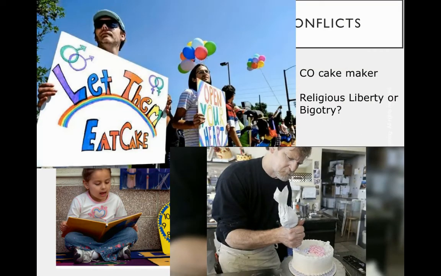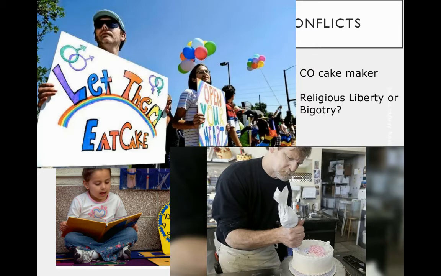This was the Masterpiece Bake Shop in Colorado, where the man at the bottom refused to bake a cake for a homosexual couple because he said it was against his freedom of religion. And here you have rights in conflict. Does somebody have the right to have a cake made? And does he have the right to say I'm not going to make it for you because it's against my religion?